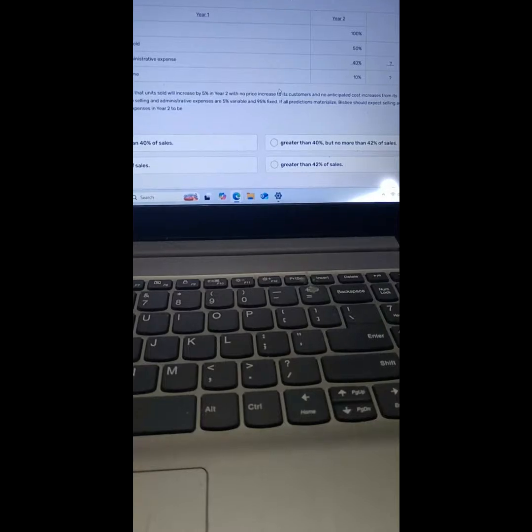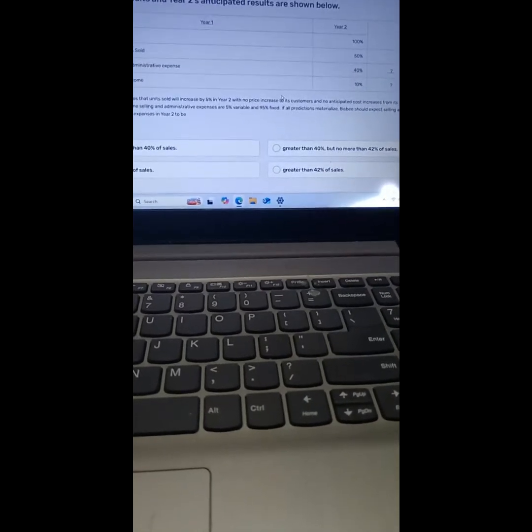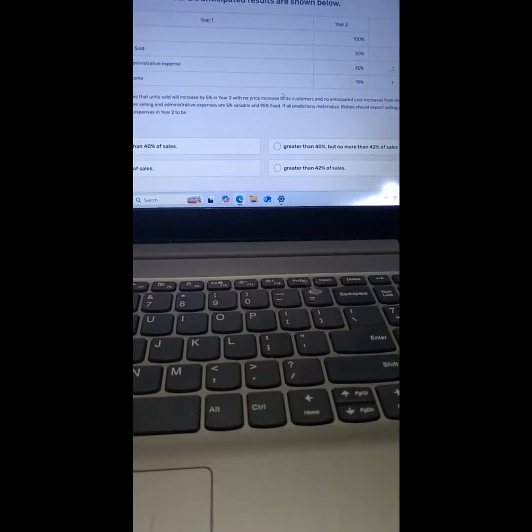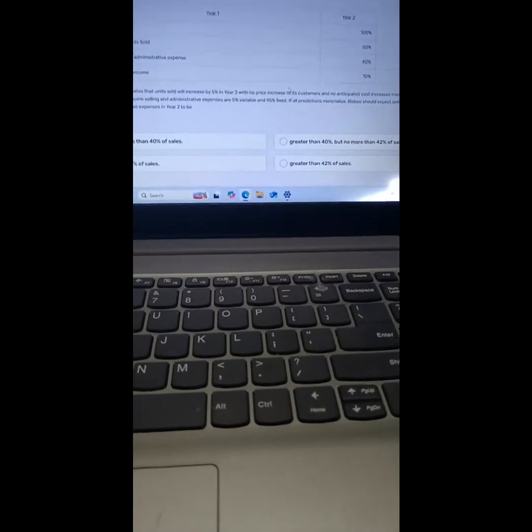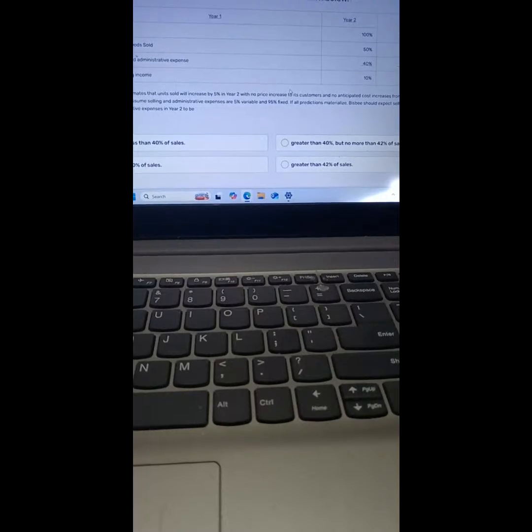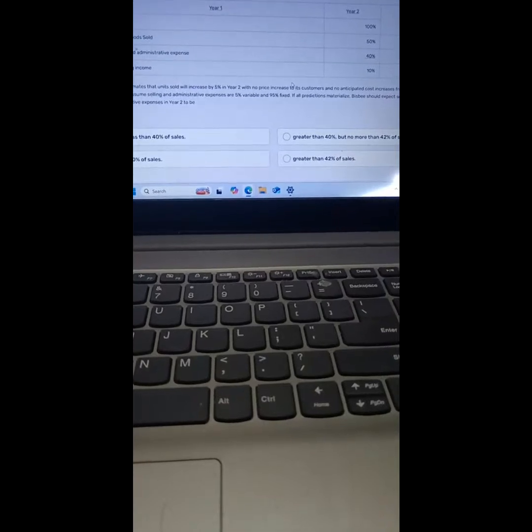With a 5% increase in sales, the variable 5 plus 5% of it will be 5.25, and the total cost will be plus 95, that is 100.25 divided by 100. It will be greater than 40% but not more than 42% of sales.